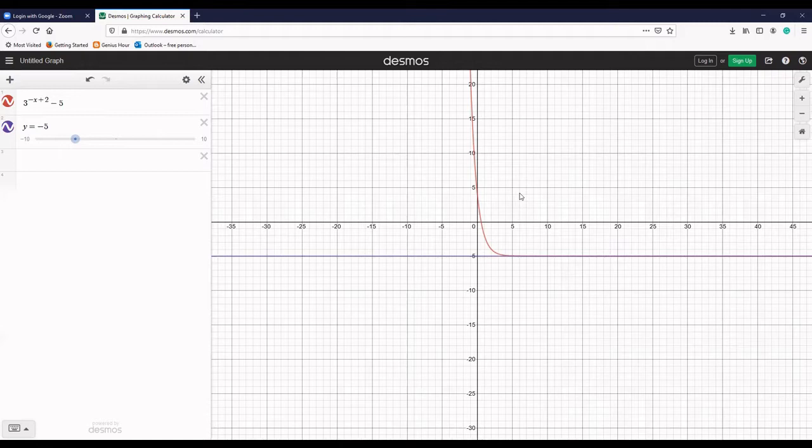And next up, we have symmetry. We can see that the equation is not symmetrical in any way. It is not symmetrical around the origin or on the x or y axis.